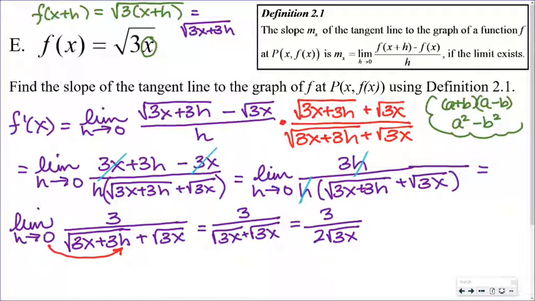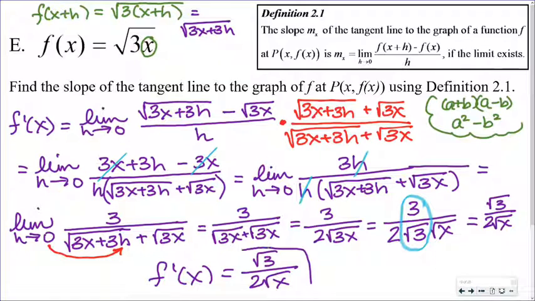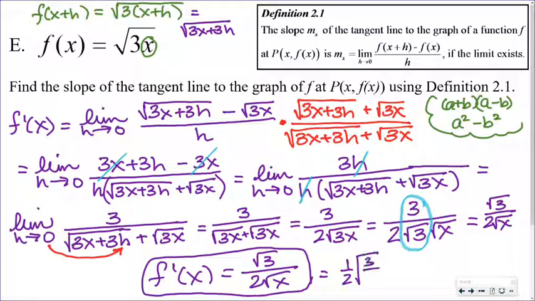Okay, so recognize that this root 3x can be written as root 3 root x. And I did it that way because really the only thing I can simplify is these 3's. I'm going to leave the root x alone. And 3 over root 3 is just root 3. So this is root 3 over 2 root x. Okay? And so I wind up with f prime of x is root 3 over 2 root x. Of course, this could also be written as 1/2 this, but it's more commonly written in this form.